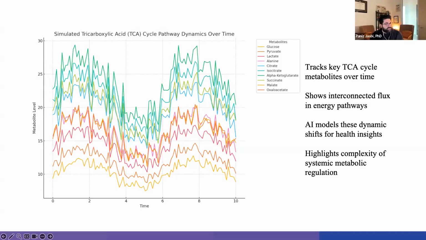results. And this next slide here, what you're seeing is, here we go, and I can share it. If I shared it, that would be helpful. What you're seeing in this slide is TCA cycle metabolites over time. And across months of this individual, we are seeing this interconnected flux. And our AI models can actually model these dynamic shifts across time. And this is really, again, speaking to the complexity of systemic metabolic regulation.